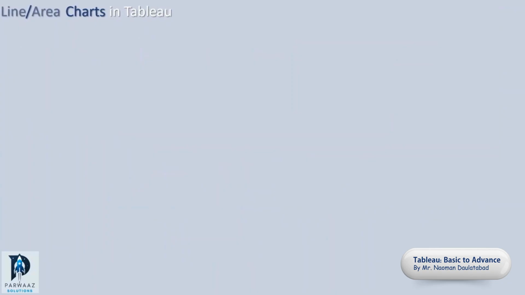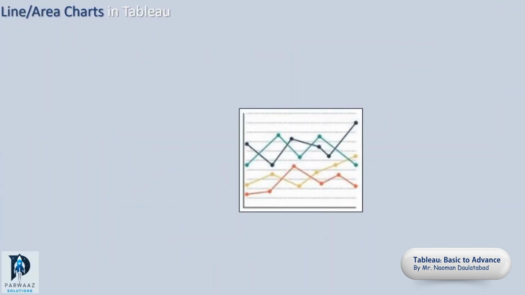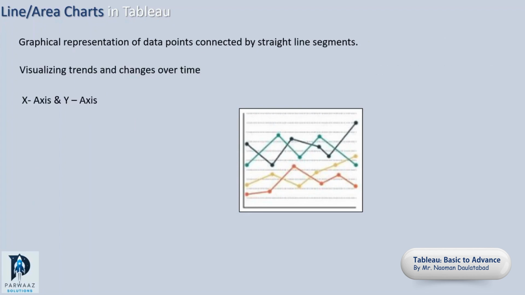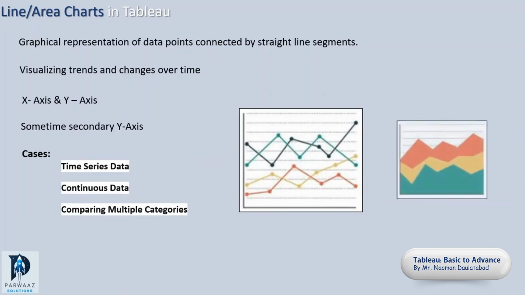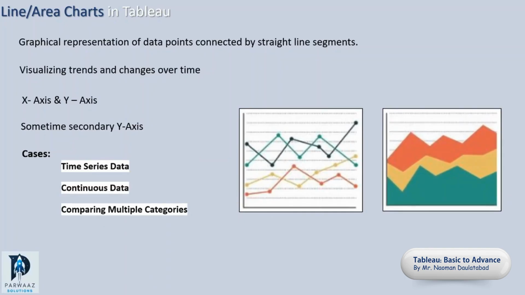Let's go to the next type of chart, that is the line chart. A line chart is a graphical representation of data points connected by a continuous line used to show trends over time. It is commonly used for time series analysis, highlighting patterns, fluctuations, and overall trend in the data. We have an x-axis and y-axis, and sometimes we also add a secondary y-axis if we have more than one measure. The use cases are when you want to show time series data or continuous data and compare multiple categories.